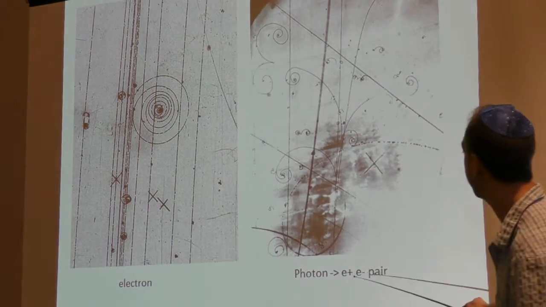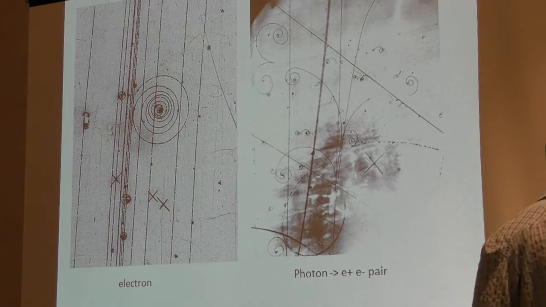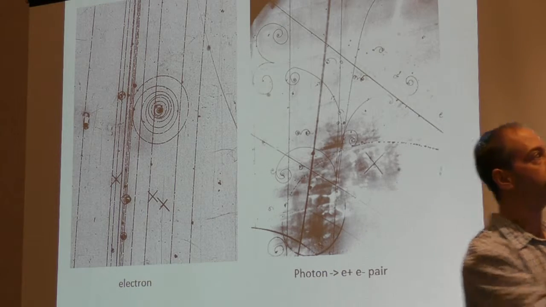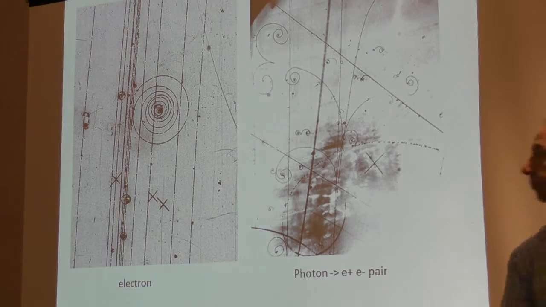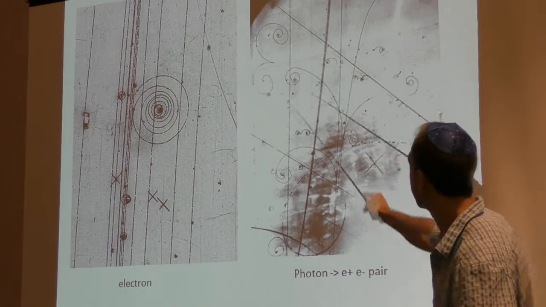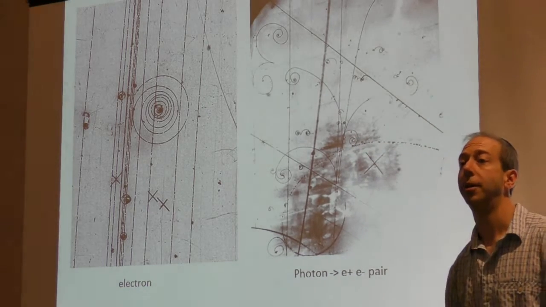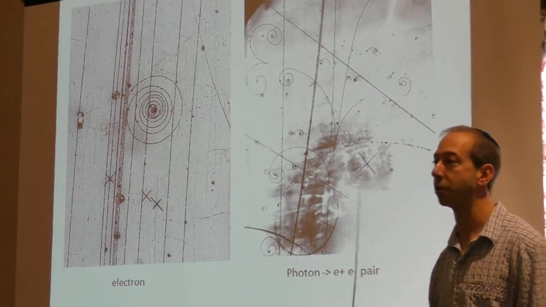In this case, I have a photon, which has created an electron-positron pair. This is pair creation, pair production. So I have a photon coming through. The photon had a lot of energy, so it created an electron-positron pair. That's right here. The photon is not charged. It's not going to make the bubbles. Only charged particles make the bubbles.